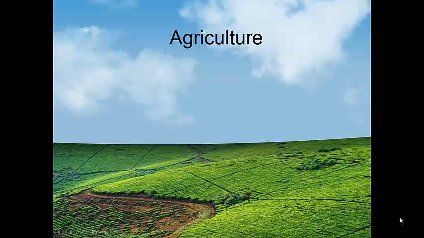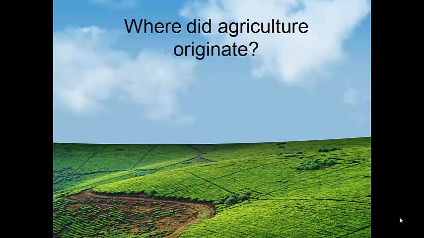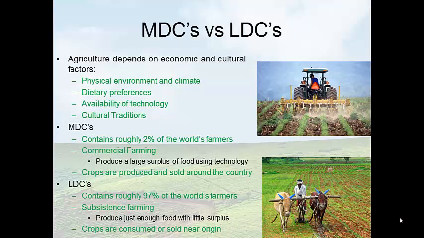Alright, AP Human Geography students, here's our next unit, agriculture. And what we're going to focus on is, well, you get it, farming. That's right, but first we're going to focus on, where did agriculture originate? Excellent question, Mr. Molinaro. Well, first, let me tell you this.